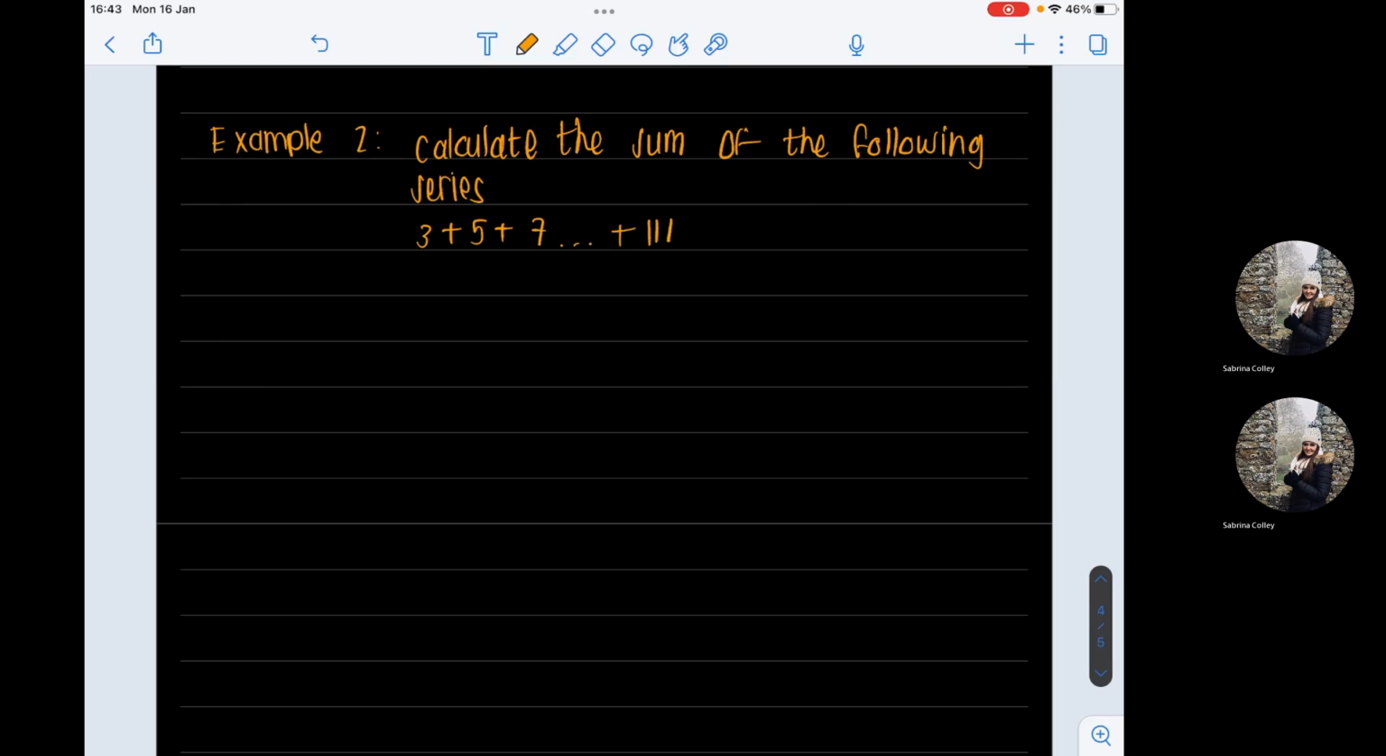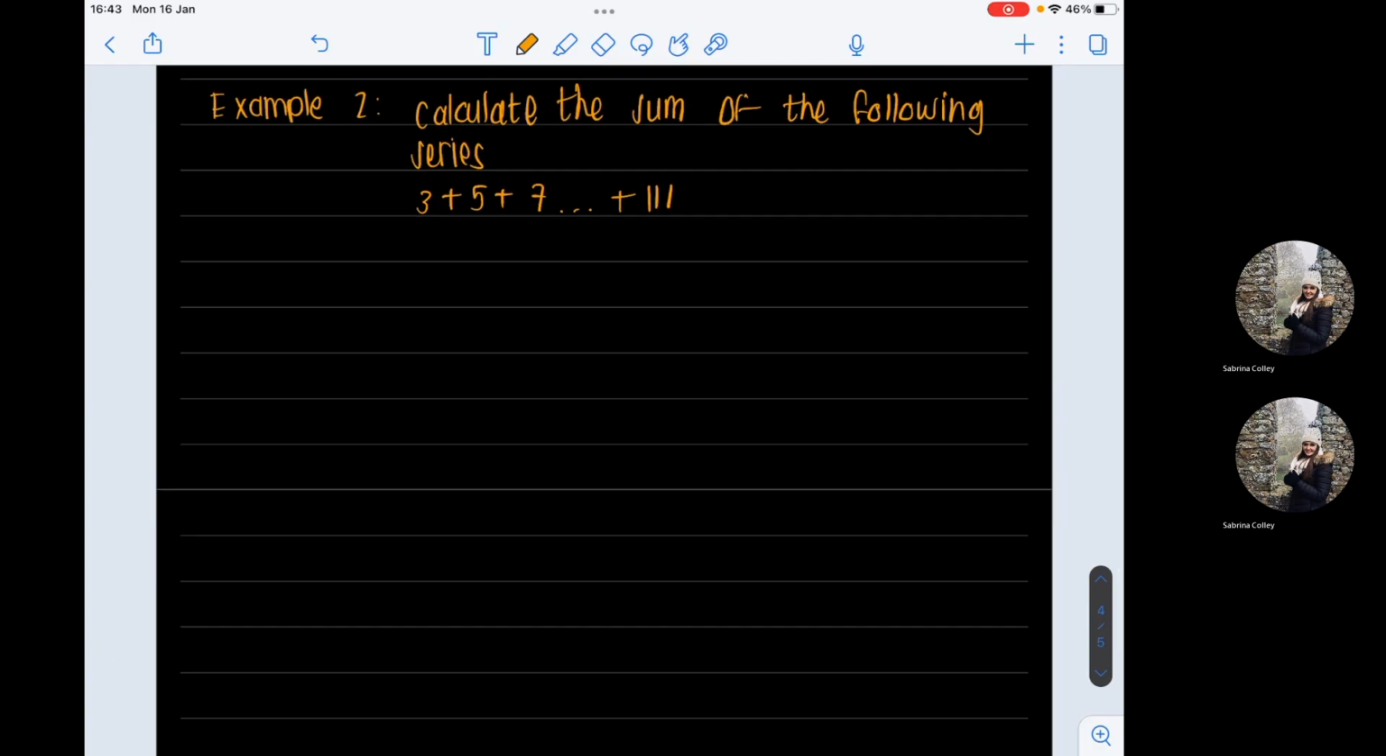Okay, so here, let's have a look. If I had to do Sn equals n over 2, and now I've been given the first and the last of my sequence, so I can use the a plus l. Let me see what do I need. I need the number of terms. I see here I don't have that. I don't know what term 111 is.